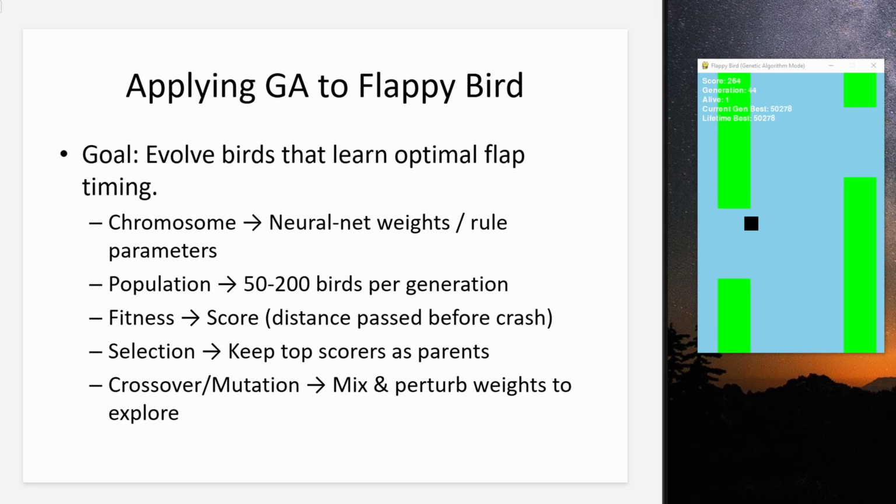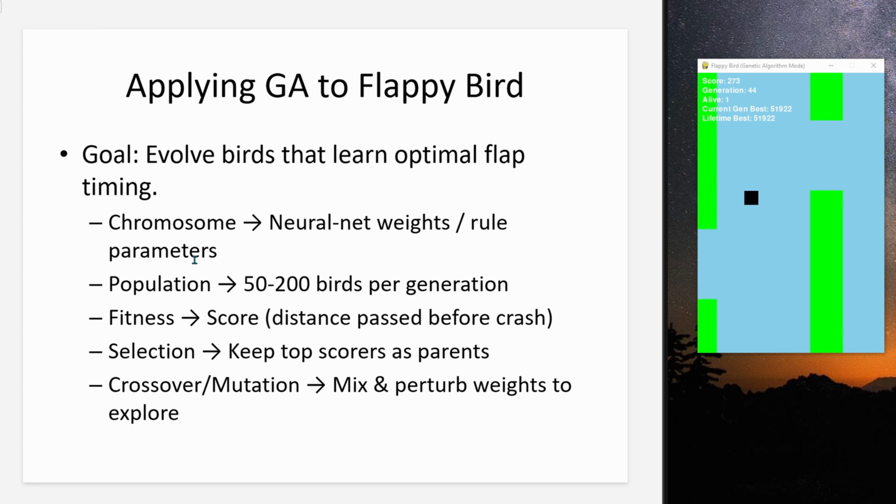So when we apply genetic algorithms to Flappy Bird, the goal is to evolve birds that learn optimal flap timings. So we start with a chromosome, which in this case are our neural net weights, and some rule parameters. We have a population of 50 to 200 birds per generation. In this example, we have 100.